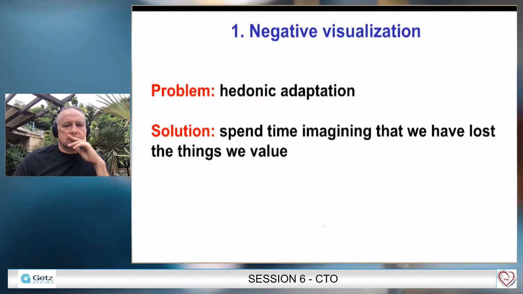One key Stoic technique is the so-called negative visualization. The problem is that you get used to things going well, things being nice, and that's called hedonic adaptation. You come to expect things will go well as they always have. However, one solution to this is to imagine that we have lost what we value. For example, we're used to being successful in CTO PCI. However, we should not forget that failure and complications are always a possibility, even if things have been going well.